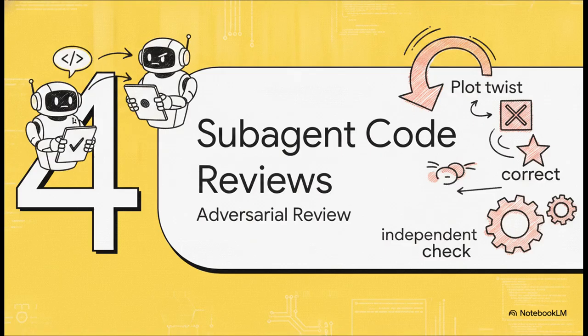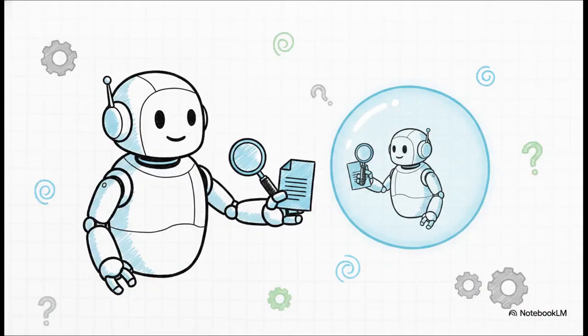And finally, Section 4, Independent Subagent Code Reviews, the adversarial review step. Okay, we're introducing a bit of a plot twist in our workflow here. The agent that just wrote your code absolutely should not be the one grading it. The longer Claude works unattended, the more an independent, objective check matters. This is where sub-agents come in to save the day. They are specialized little assistants that your main Claude session can delegate to.